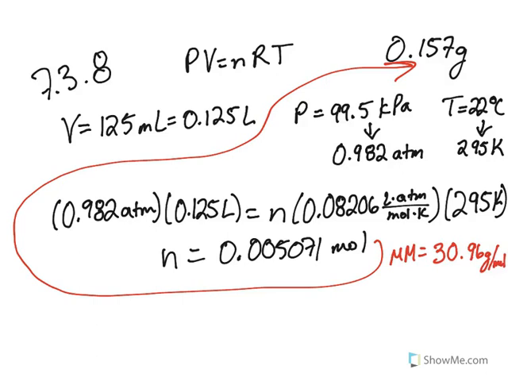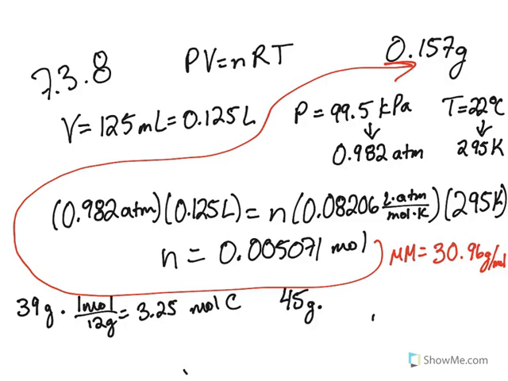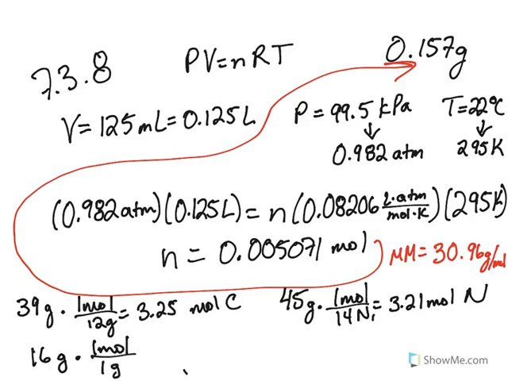So now we can reach back into our empirical formula method, and if we have 39% carbon, that's the same as if we had 100 grams of it, having 39 grams of carbon. Convert that to moles and get 3.25 moles of carbon. If we have 45% nitrogen, that's the same as having 45 grams in a 100 gram sample. So we convert that to moles of nitrogen, and we get approximately 3.21 moles of nitrogen. And then finally for hydrogen, 16%, if we have 100 grams of it, is the same as having 16 grams. So that's 1 mole divided by 1 gram, so we're going to have 16 moles of hydrogen.